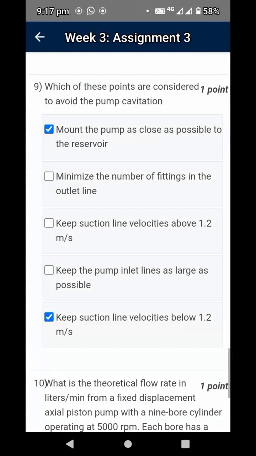Okay. So based on these options, option number 1 and 5 are correct. The other options are wrong.